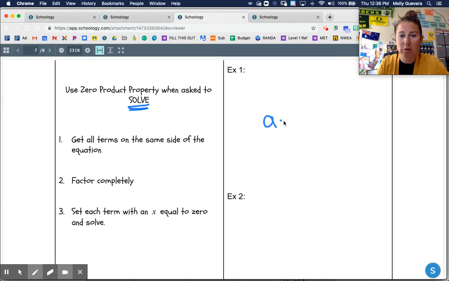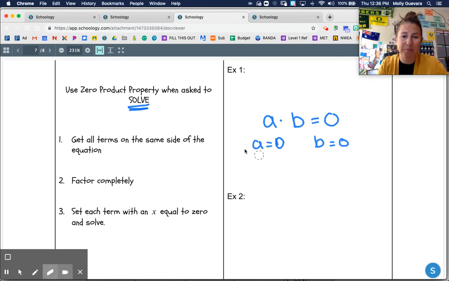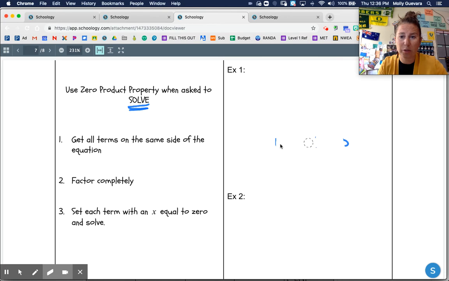So if I have two things being multiplied together and they equal 0, that tells me that one of these has to be 0, right? Because if neither one of them is 0, when I multiply them together, I'm not going to get 0. So either A has to be 0 or B has to be 0, or both, but at least one of them. That's what we're looking at here when we're using the zero product property. We're able to solve by setting our equations equal to 0.